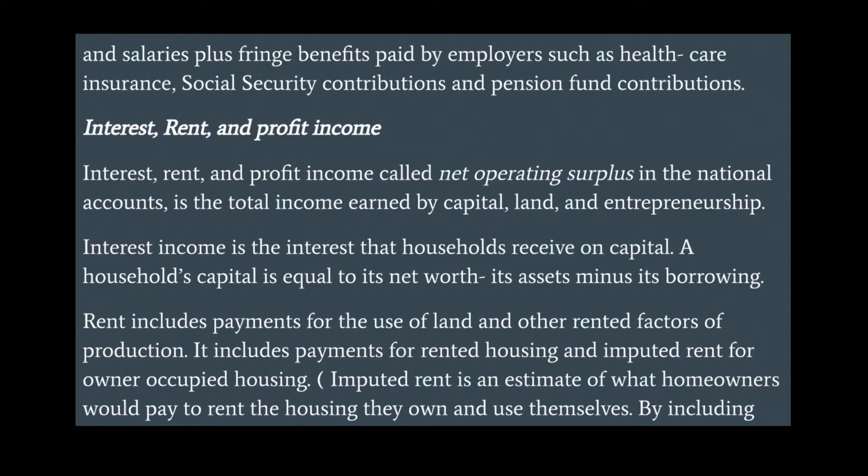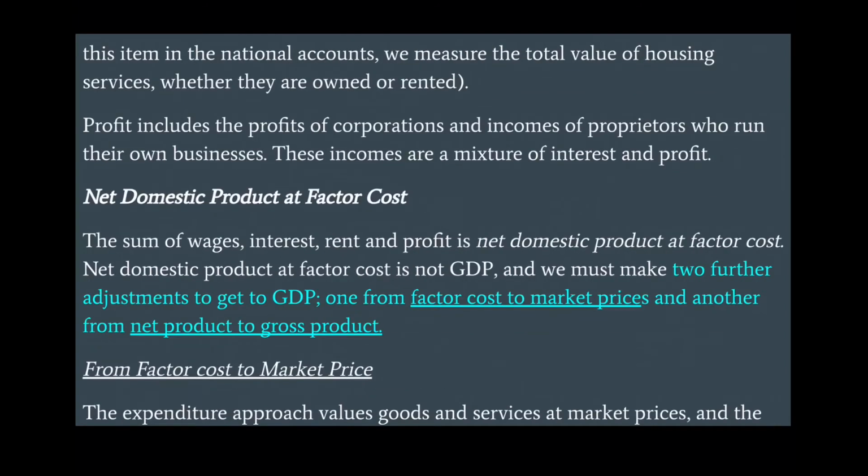Rent includes payments for the use of land and other rented factors of production. It includes payments for rented housing and imputed rent for owner-occupied housing. Imputed rent is an estimate of what homeowners would pay to rent the housing they own and use themselves. By including this item in the national accounts, we measure the total value of housing services, whether they're owned or rented. Profit includes the profits of corporations and the incomes of proprietors who run their own businesses. These incomes are a mixture of interest and profit.